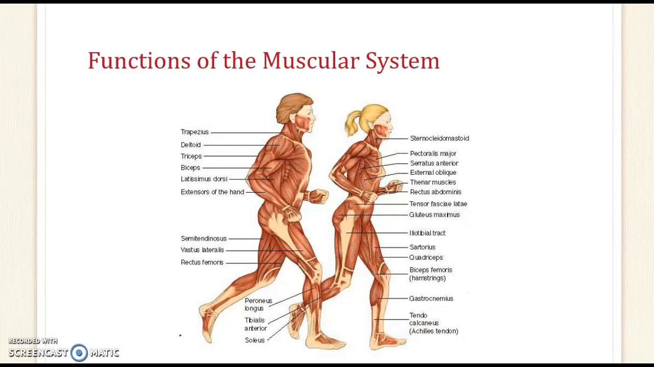Here's just an overview of all your skeletal muscles, and I just wanted to show you, these are two people obviously going for a jog, and really movement is kind of our big thing that we're going to be talking about here.